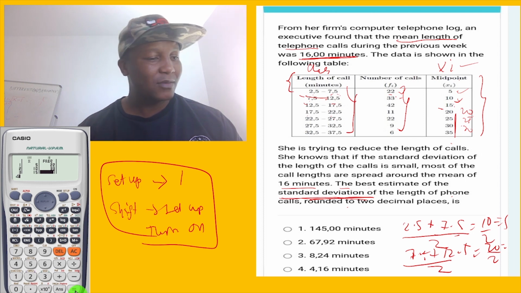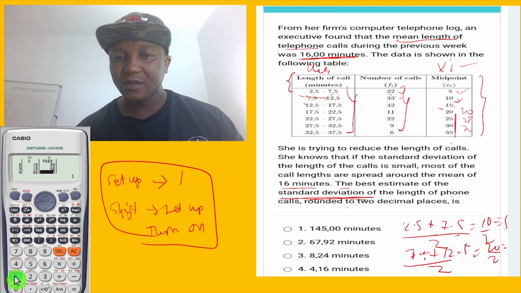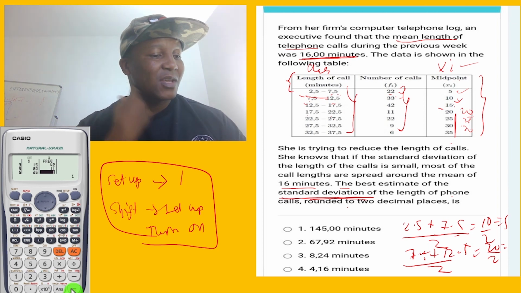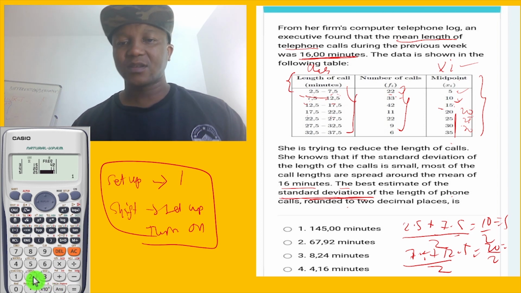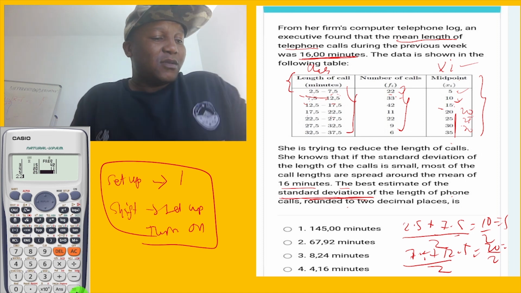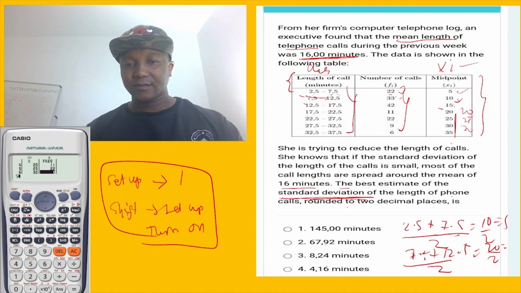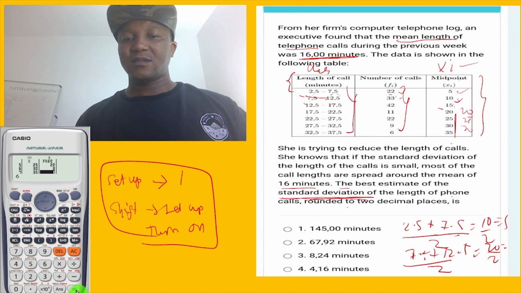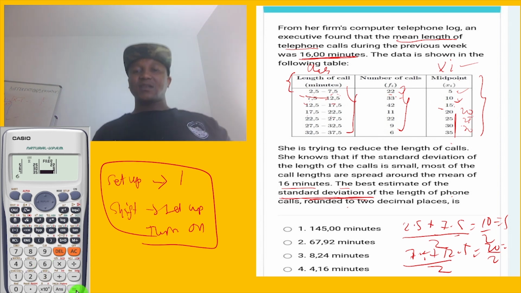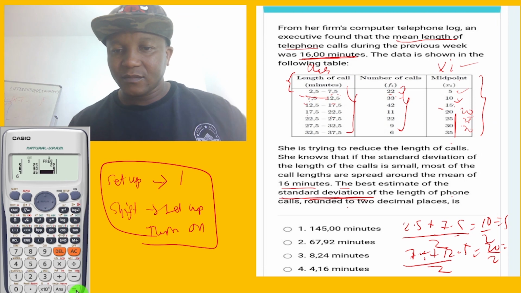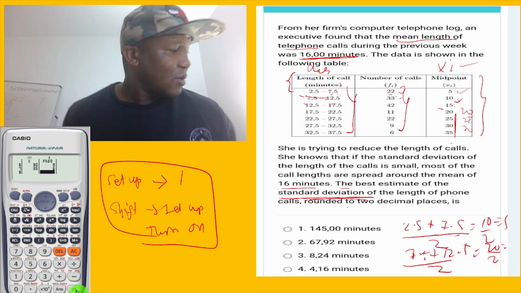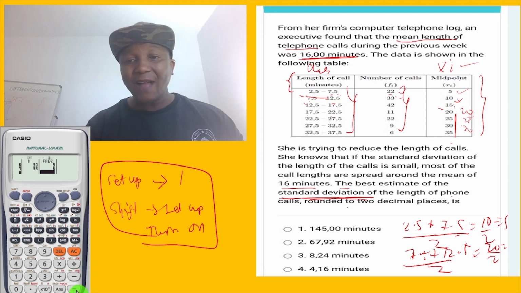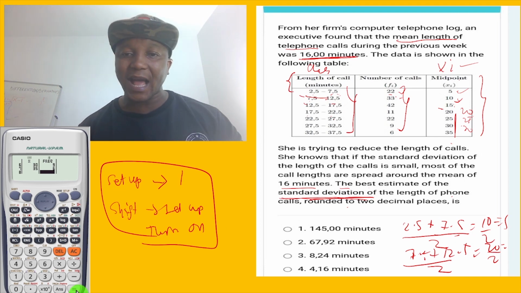Then 11, equals, that 11 equals, then 22, equals, and then 9, equals, and after that we go 6, equals, 6 equals. So we want to make sure everything's aligned. Everything aligned? Oh yes, everything aligned. So after that, wow, we have all our data calculated in the Casio.